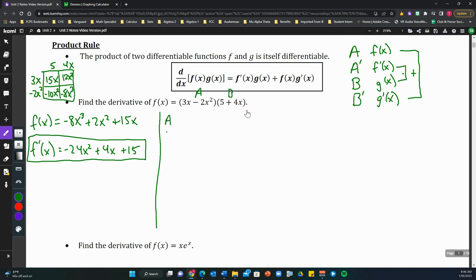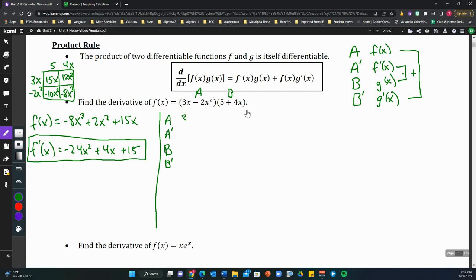So again, I need my four pieces, A, B, A prime, B prime, always in that order as well, okay? Now, technically for a product, it doesn't matter which one is A and which one's B, but it really doesn't make any sense to reverse that order just to be stubborn or prove a point. So just keep it consistent. That way you guys are always following the same routine.